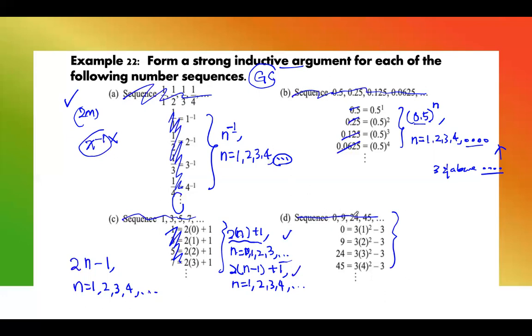Then the sequence is 0, 9, 24, 45. So you can see here. So this left side, we just throw it away. So the answer is 3 bracket n square minus 3, and n equals to 1, 2, 3, 4, and so on. Okay, so we say 3 dots. So it's already understood, must be 3 dots. Okay, so this is how you form a strong inductive argument for number sequences.